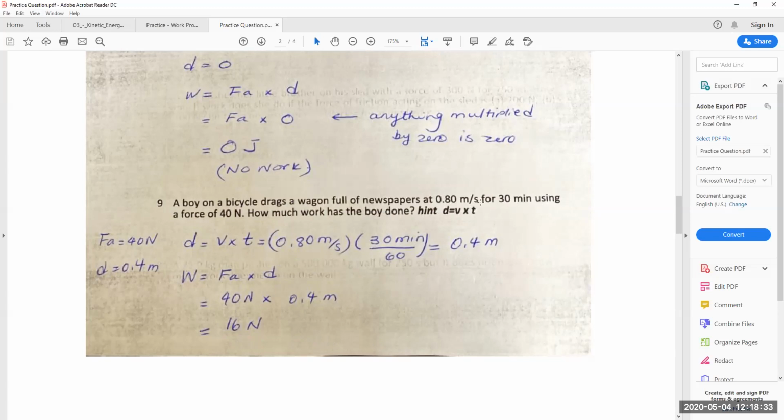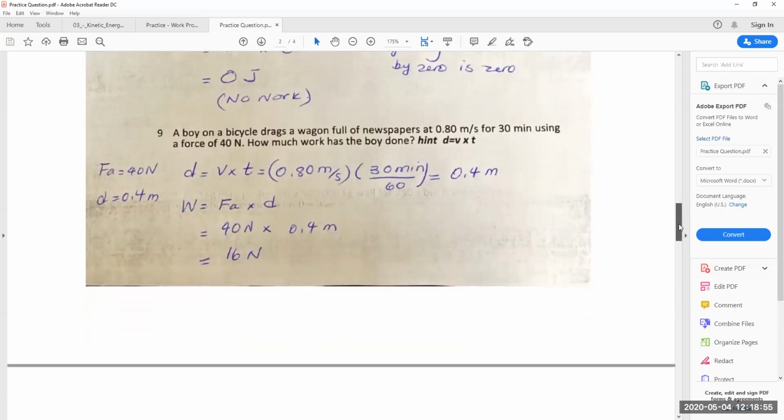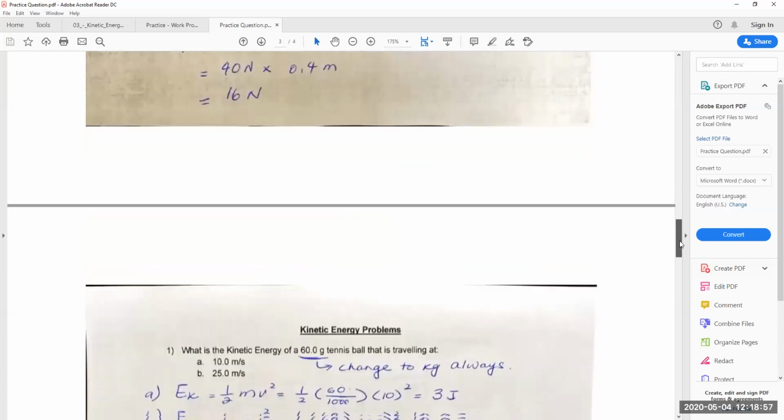This is 0.8 meters per second. You have to change that to seconds. And when you multiply, the D is 0.4. And now your work done will be 40 Newton times this distance, and you can calculate 16 Newton. So these are all the work questions. I will post this also online so you have it separately from this video.